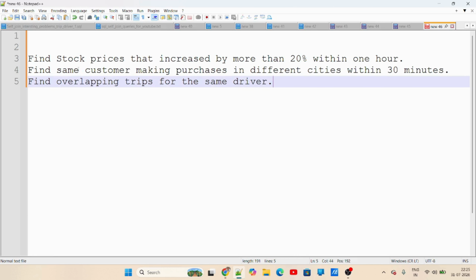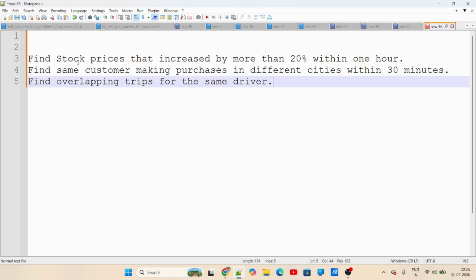So today we are going to solve three complex queries which are related to self join. So let's start. The first query is find stock prices. We'll have to find the stock prices that increased by more than 20% within 1 hour. So this is very important.